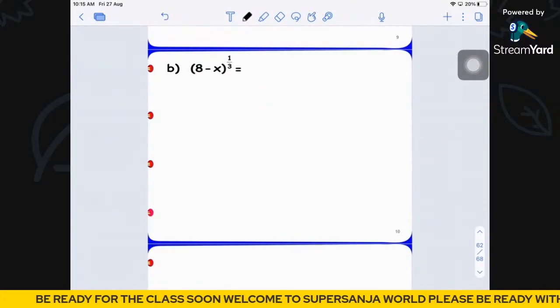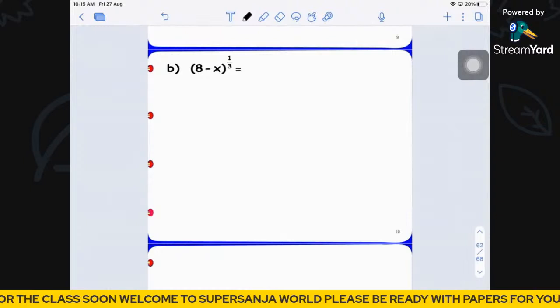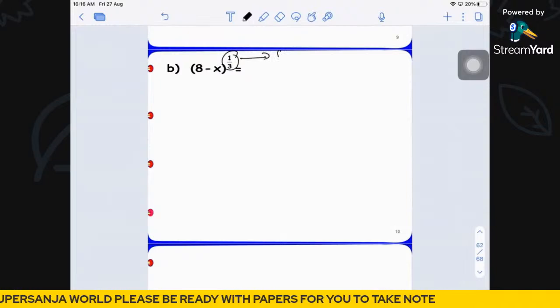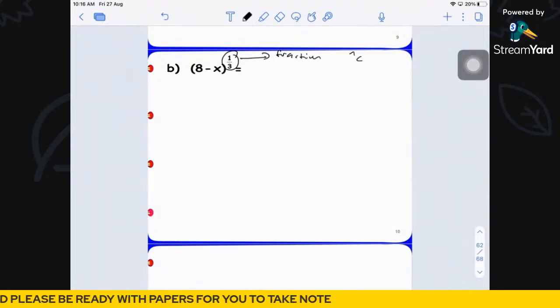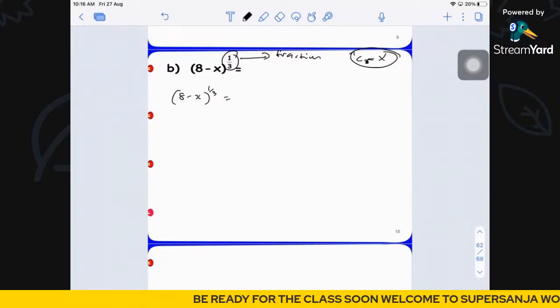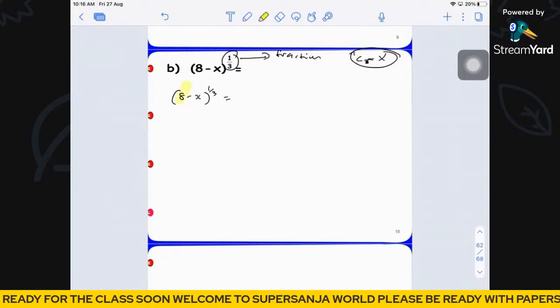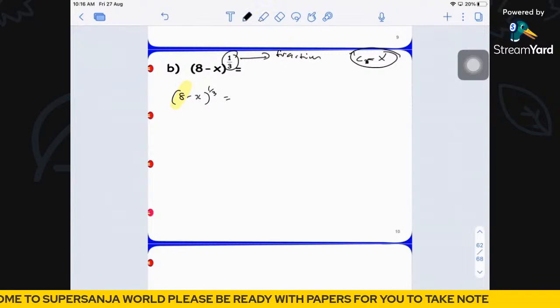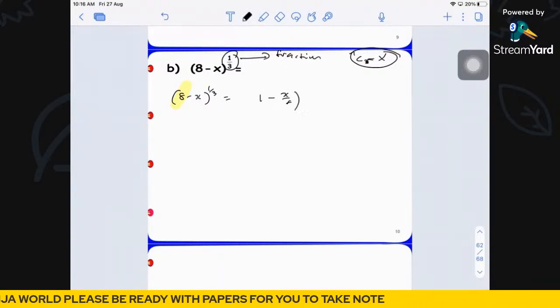Let's see another one. 8 minus x, power of 1 over 3. Since this is power of 1 over 3, it's a fraction, so nCr cannot work. That one you all should know already. Now from there I get 8 minus x power of 1 over 3. Let's expand this. Oh, cannot expand yet because the a in front here is not 1 yet. So how to make it 1? Divide by 8. So 1 minus x over 8, power of 1 over 3.